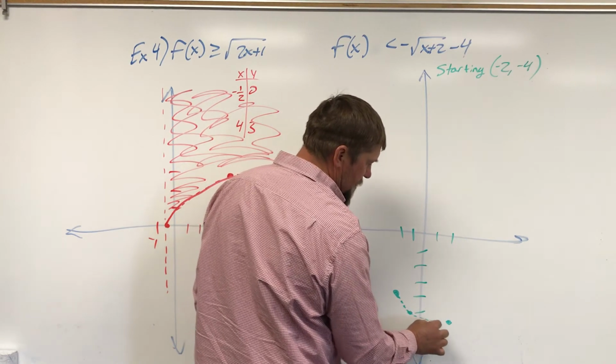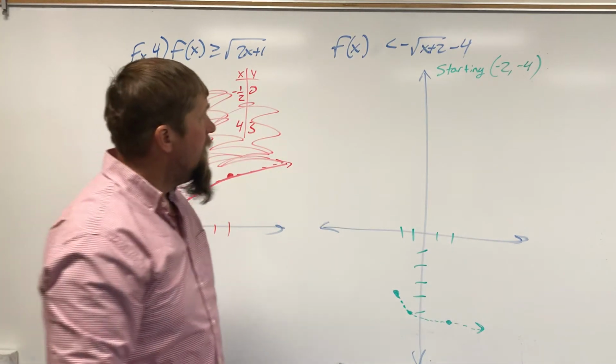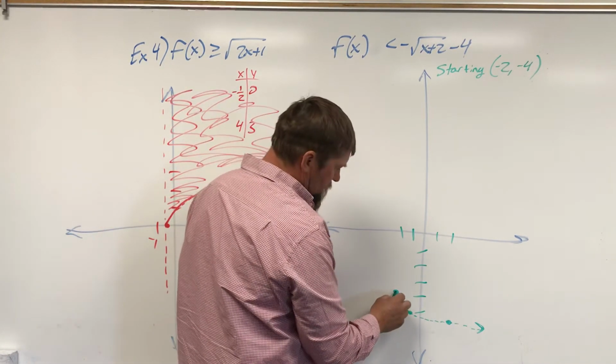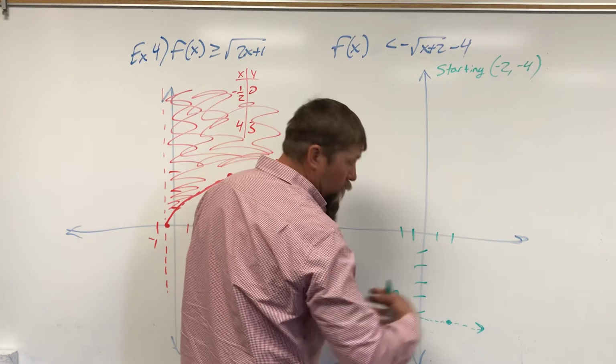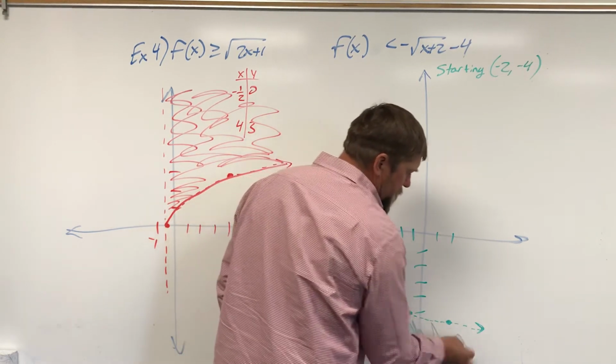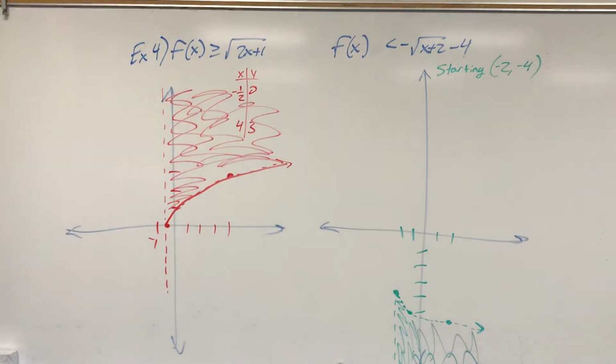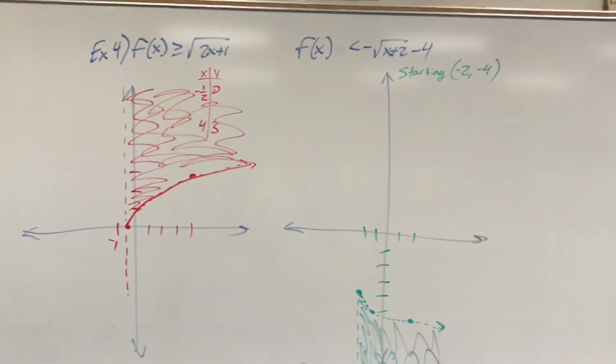This time it's a dotted line because, of course, it's not equal to. And it's less than. So again, it's going to be to the right of the starting point and below the original graph. So it's going to be anything down there. Hopefully that all makes sense, and good luck. Go to it.